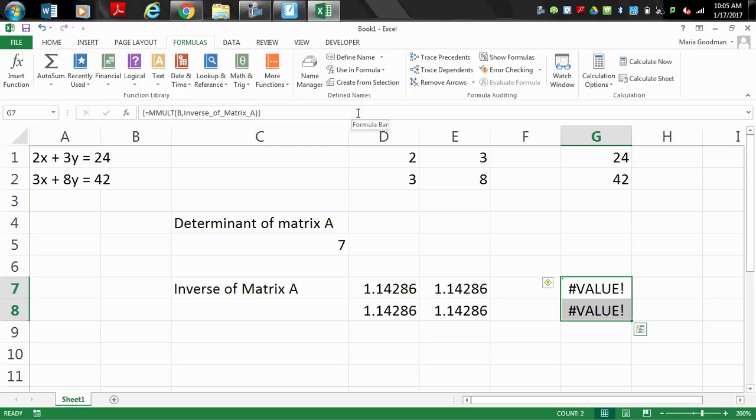Now, for some reason, it's not working on this computer, but you have all the steps. It has been recorded and will be uploaded for you to see. So when you hit this at the exact same time, it will give you the answer. And it'll be X equals and Y equals.